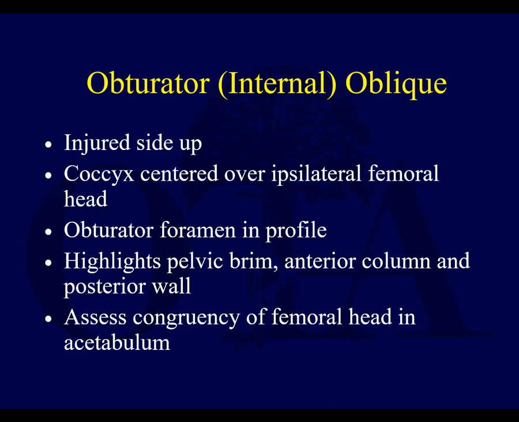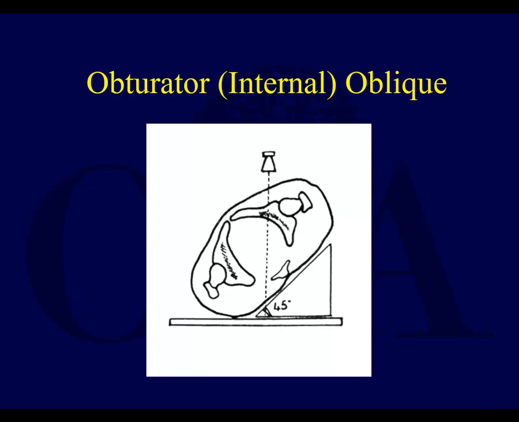So the obturator oblique, if you have to, you can rewind, kind of see that image in the last slide, is, if you imagine it's the right acetabulum, will be right side up now. Okay, so the coccyx is centered over the ipsilateral femoral head. The obturator foramen is in profile. Therefore, this is called the obturator oblique. You see, you're looking right down the obturator foramen, so you get that sort of big oval shape looking at you. Highlights the pelvic brim, the anterior column, the posterior wall. Okay, and certainly it demonstrates how congruent the femoral head is in the acetabulum.